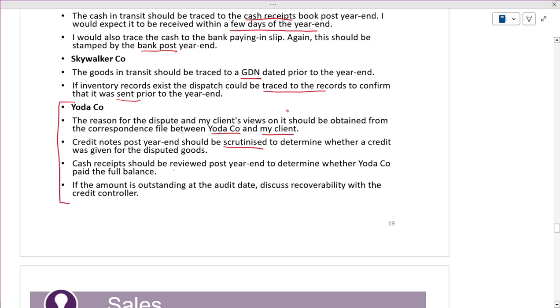Cash receipts post year end should be checked to see whether they have paid the full balance. If they have not paid the full balance, it means there is a dispute. If they have paid the full balance, then there is no dispute. Last, if the amount is outstanding at the date, discuss recoverability with a specific person. Here we are not using the word charged with governance. When there are receivables issues, we are going to work them out with the credit controller.